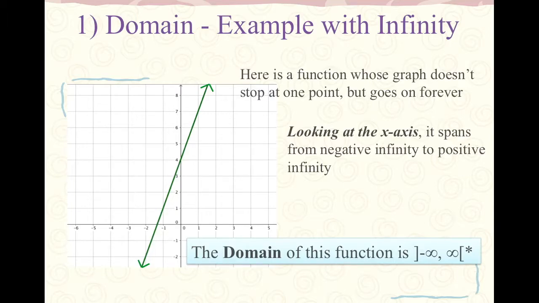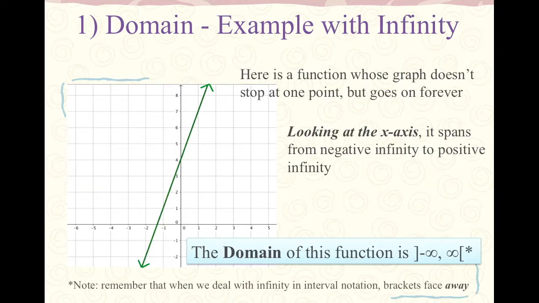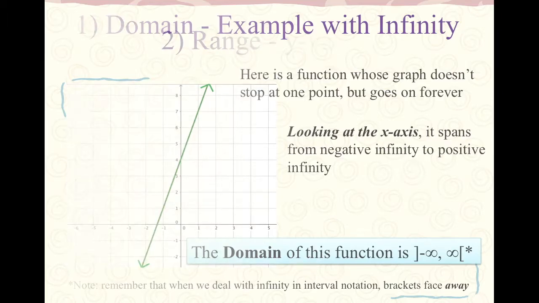We write that the domain of this function is from negative infinity to infinity, and you need to remember that when we deal with infinity in interval notation, the brackets always face away from infinity because it goes on forever. So the brackets cannot be hugging, they have to be away.